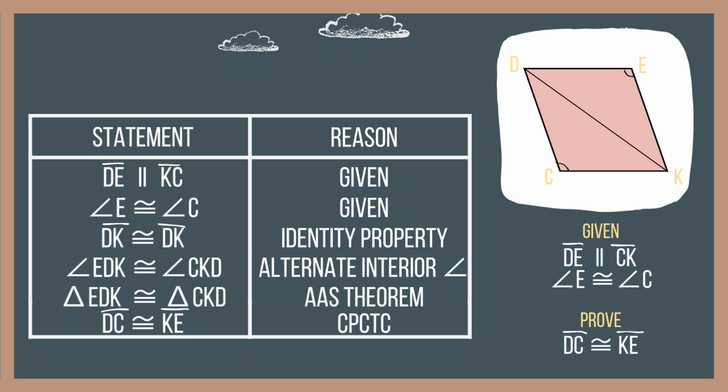Last statement, line segment DC is congruent to line segment KE, and the reason is the CPCTC or the corresponding parts of congruent triangles are congruent, since we proved that the triangle EDK and triangle CKD are indeed congruent, therefore their corresponding parts are also congruent.